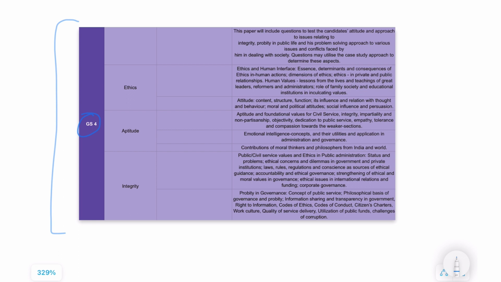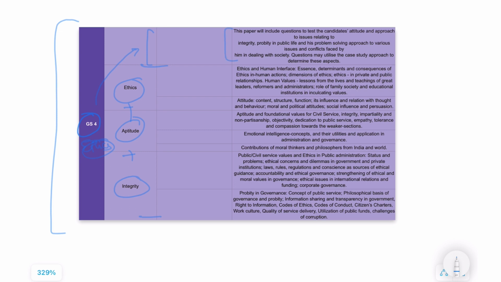There are three parts of the GS-4. Usually people call it an ethics exam, but ethics is just one part of it. Then you have aptitude, then you have integrity. Ethics plus aptitude plus integrity. This is your syllabus. This is a guideline before the syllabus is actually given in the document by the government.